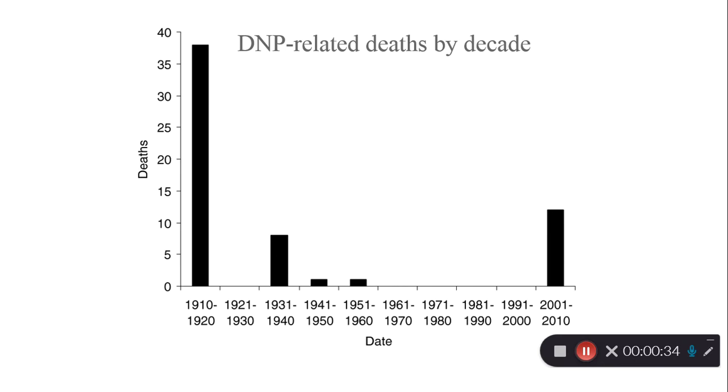You may or may not have heard of a drug called DNP. And DNP has a direct effect on the cellular respiration process, and specifically on that last step, oxidative phosphorylation, that we just talked about in the previous video.